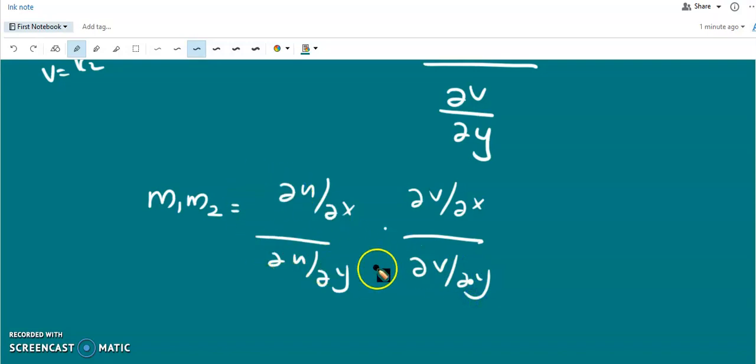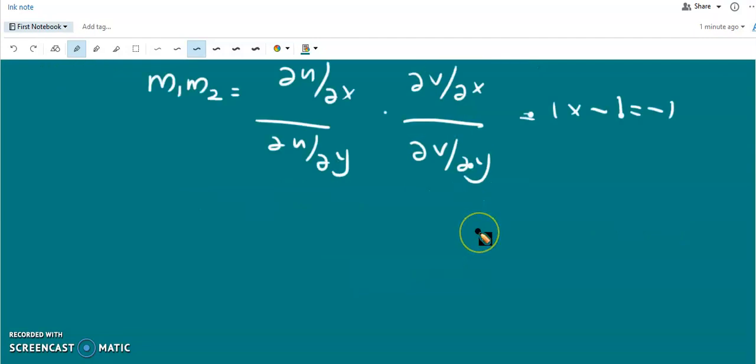So we know that these two functions are analytic. Since they are analytic, they should obey the Cauchy-Riemann conditions, and therefore ∂u/∂x is equal to ∂v/∂y. So ∂u/∂x by ∂v/∂y is 1, and ∂v/∂x is minus ∂u/∂y. So ∂v/∂x divided by ∂u/∂y is minus 1. So m1 into m2 is minus 1.